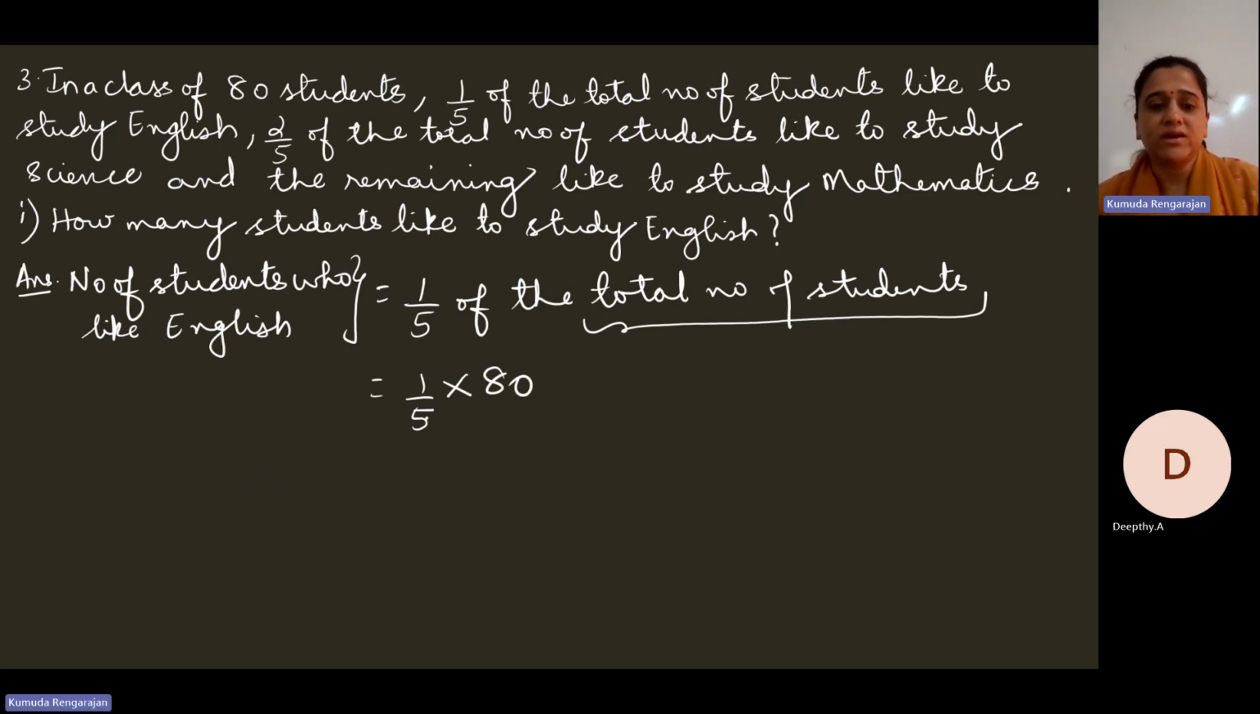So now simplify. Take 5 from the denominator, 80 from the numerator, and simplify. 5 ones are 5, 5 sixteens are 80. So 1 into 16 is 16. So 16 students like to study English.